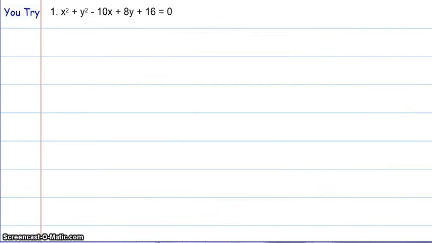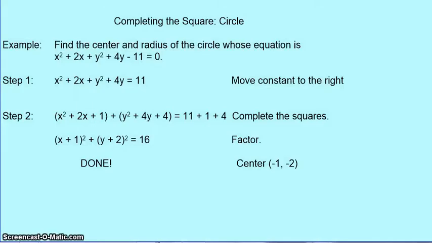Okay, we're going to do this with a circle. So there is a you try question, but I'm not going to have you try it yet because we're going to do one together with a circle. So you can go back to that. Okay, so here's the example here. If I have a circle, we want the x's and the y's next to each other. And then we're going to move the number to the other side, just like we did before. So I move the 11, okay?